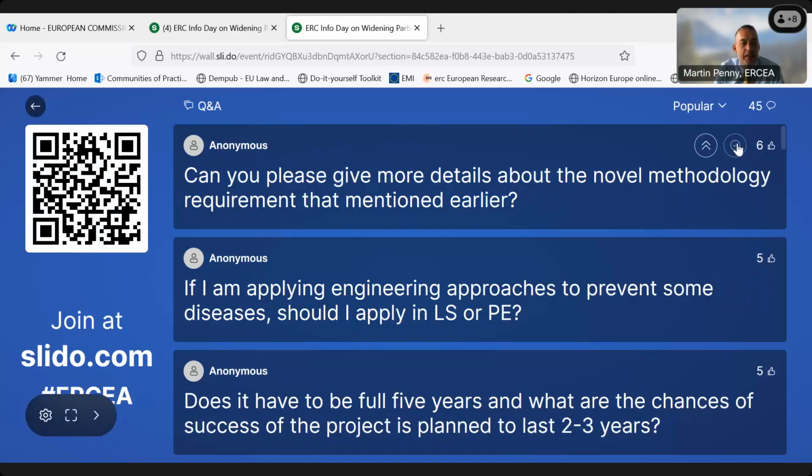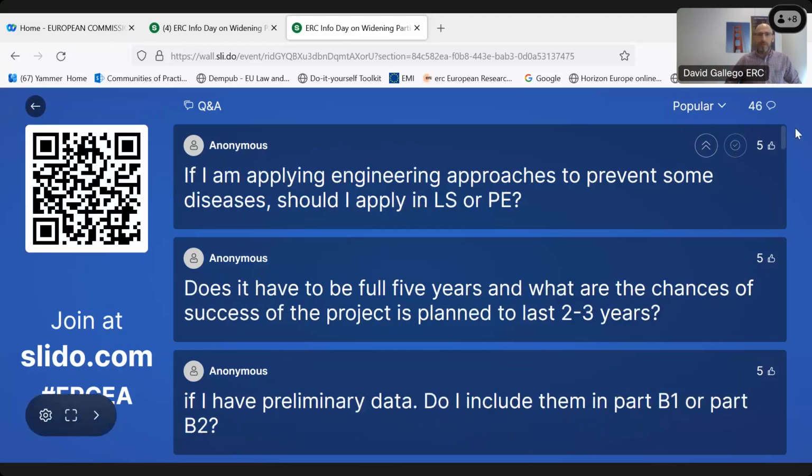Thank you, very clear. David, can you please give more details about the novel methodology requirement that was mentioned earlier? I think the question refers to not needing a novel methodology. Of course, novelty in a scientific project comes from very different places. You can use the same methodology but explore a completely different hypothesis. Or you can put the emphasis on a specific problem that is not solved, and you propose a completely novel methodology to reach that goal. But not all proposals need to have a novel methodology.